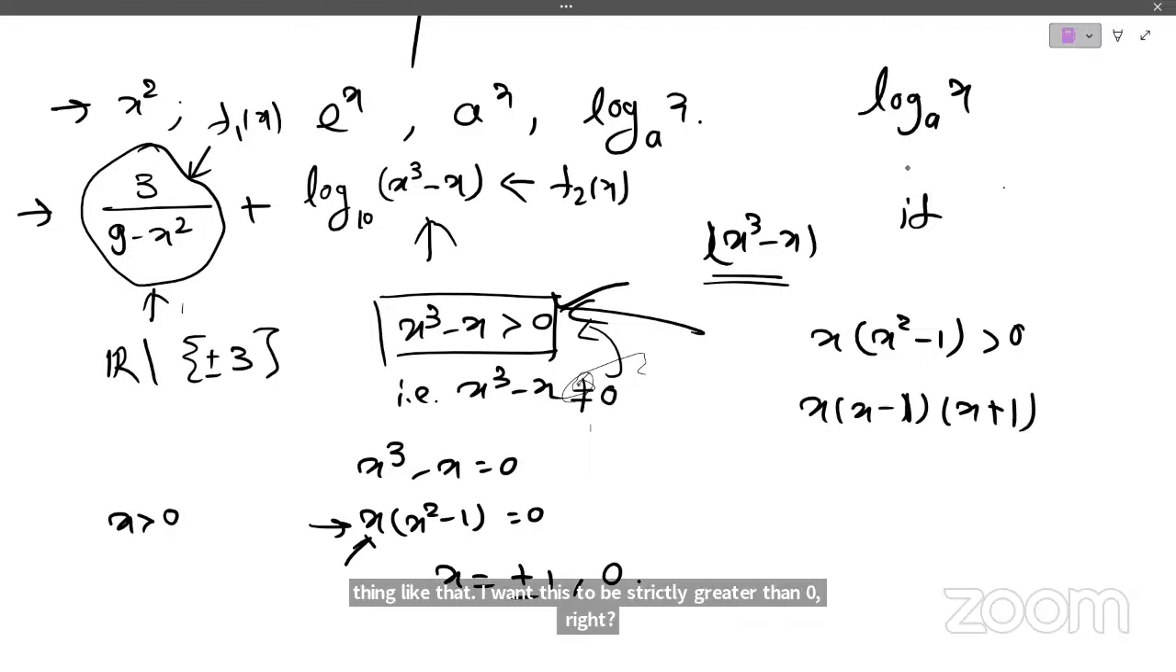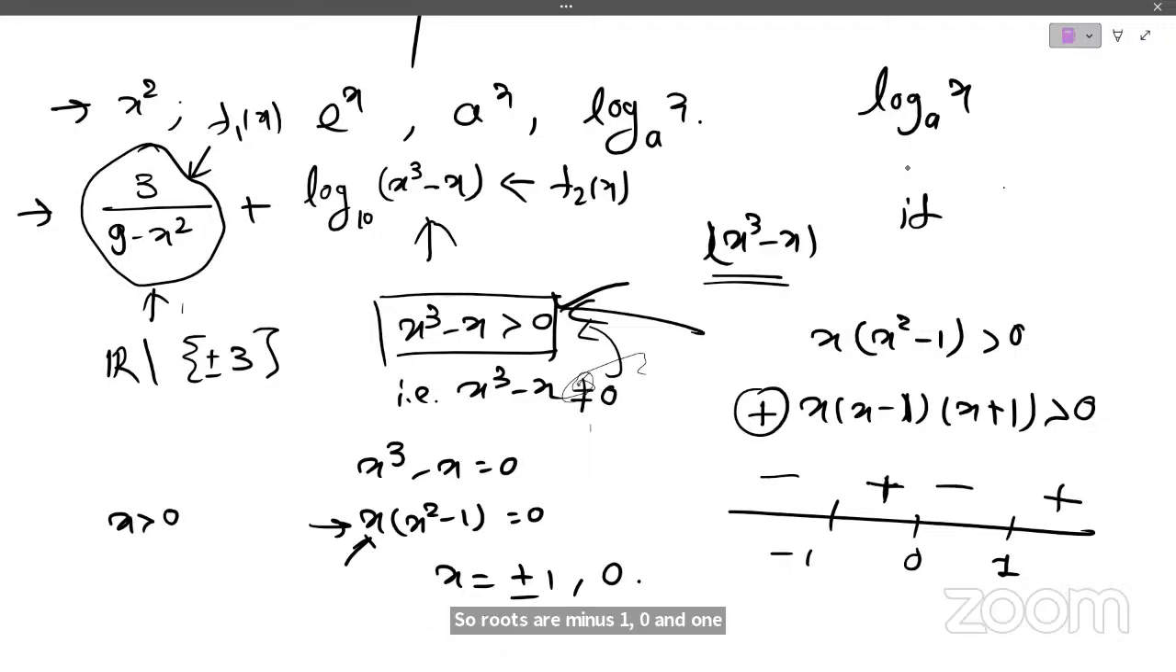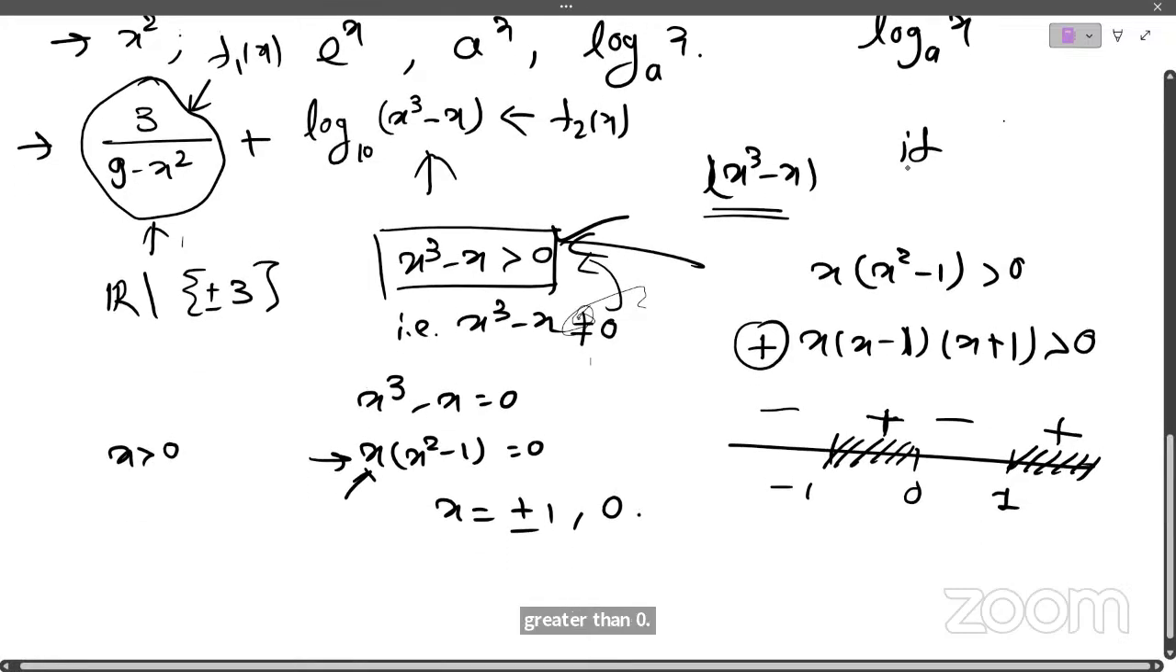Do you know the wave method for finding such things? Yeah, on the number line. So you plot the roots. The roots are -1, 0, and 1. Since the sign is positive at the far right, start with positive, negative, positive, negative. I want greater than 0, so these are my required set of points. That means x belongs to the open interval -1 to 0, union 1 to infinity.